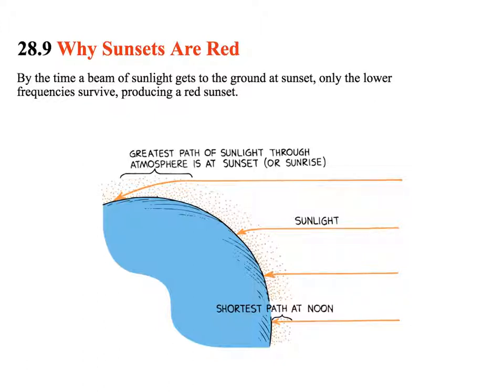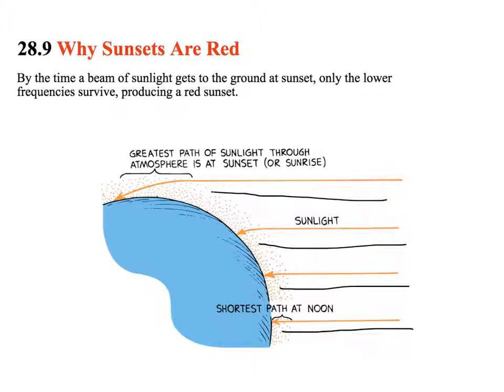If you look at this, it's saying at noon, this is how far the light has to travel, and then as the day goes on, the sunlight has to travel a longer and longer distance, so the lower frequencies like red can come out.